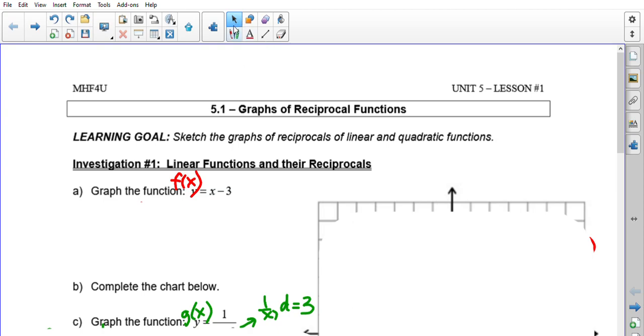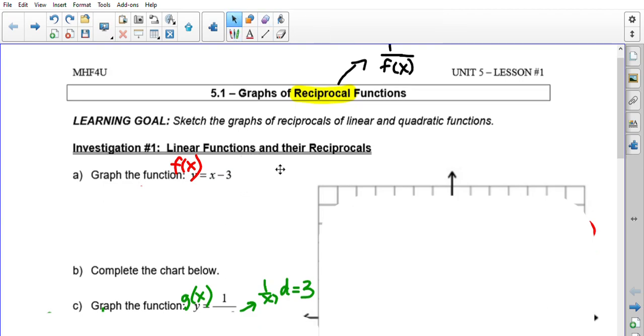Just a reminder of what the word reciprocal means. Reciprocal refers to any function that you take and put under the number 1. So for example, that would be something of the form 1 over whatever the original function was, f of x. Okay. So let's get started into the investigation here.